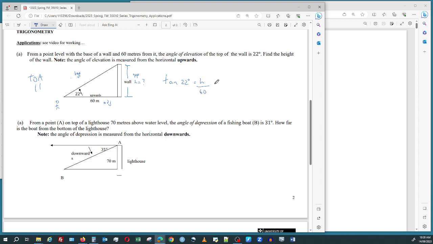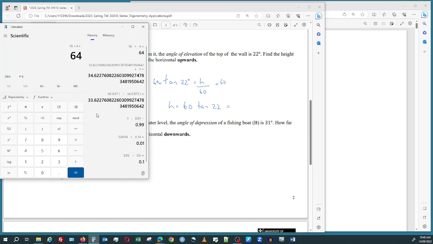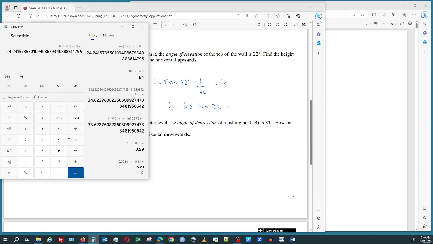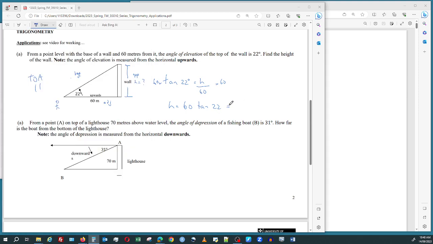So we're going to multiply both sides by 60, and so h will be equal to 60 tan 22. Make sure your calculator is in degrees. So we've got 22 tan times 60 is 24.24. The 4 goes down, so we'll leave it at 24.2 metres. Very good.